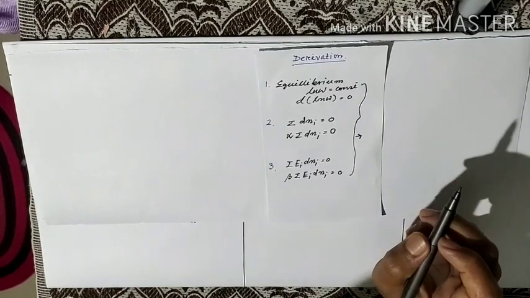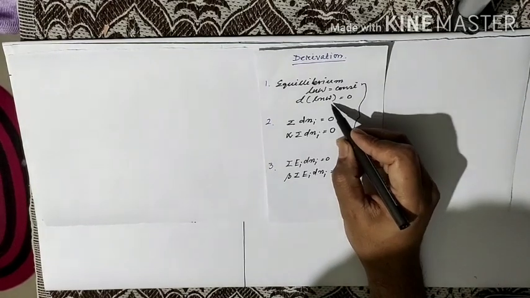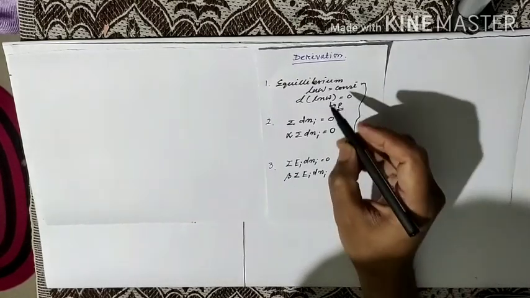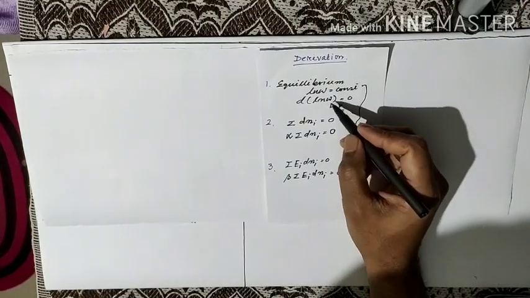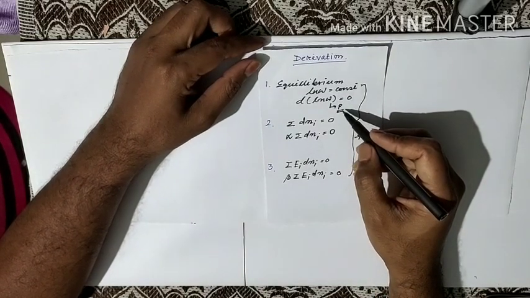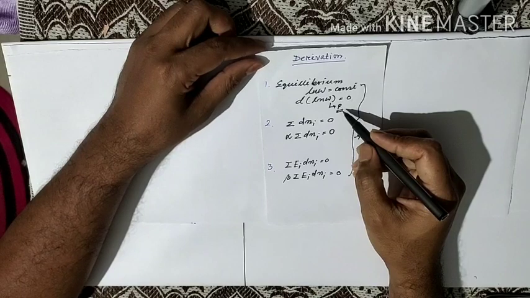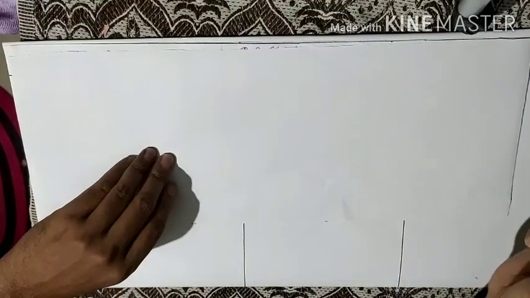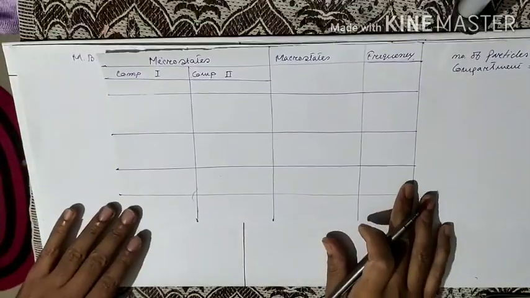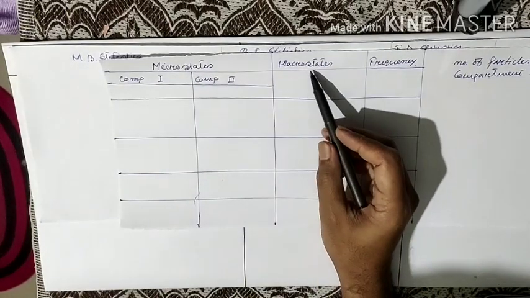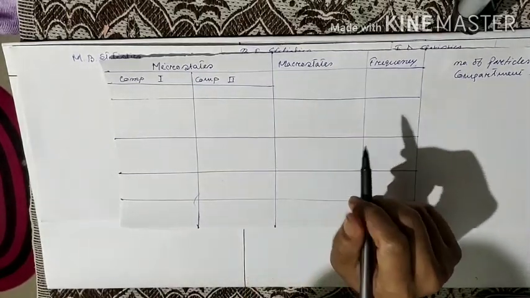Now the question is, we have to find out this probability. Sometimes I write P or W, it doesn't matter, but this probability we have to find out. For finding out this probability, let us move towards the microstate and macrostate. I have made the table already so that it will save time. Micro means small, as you know, and macro is the larger quantity.